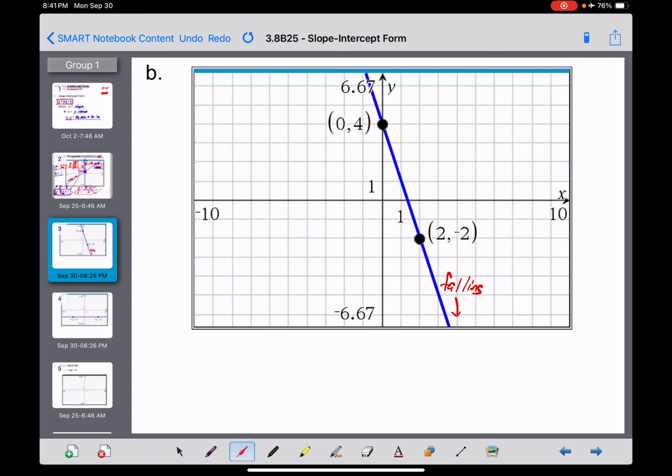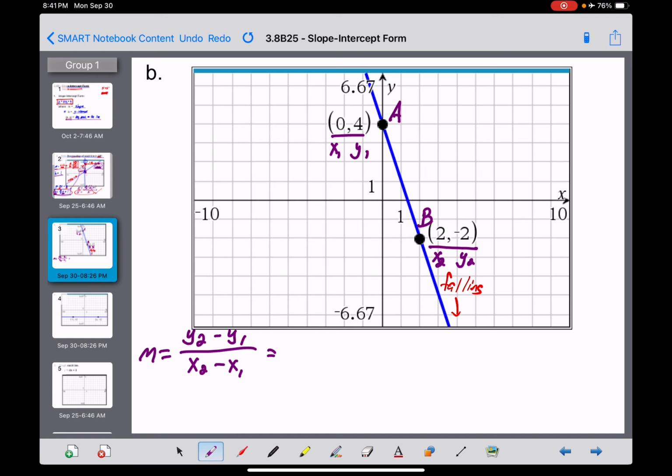Now this one, I'm going to do a slightly different way. If you still want to count rise over run, you can do that to get from point A to point B. But what I'm going to do this time instead, guys, is use the slope formula we talked about in 3.8a. y2 minus y1 over x2 minus x1. So I would say that these are my second points right here, x2 and y2, and these over here are my first points, x1 and y1.